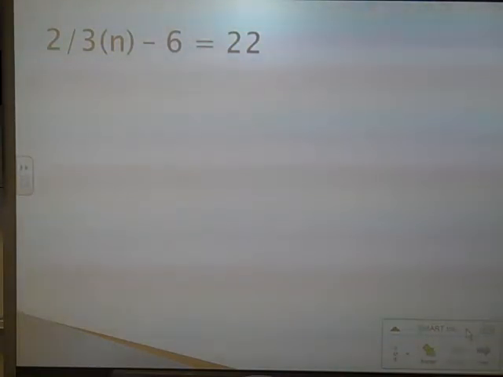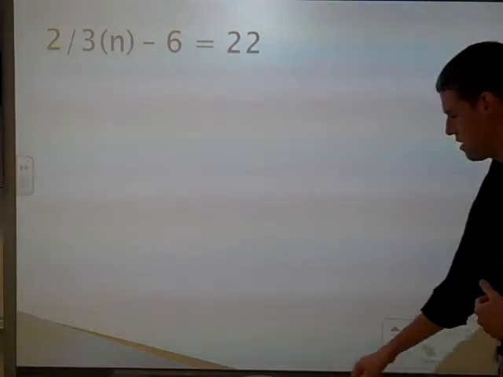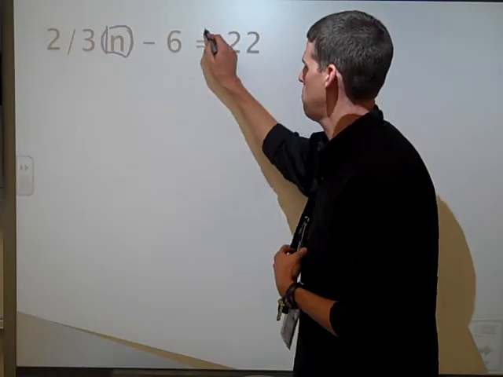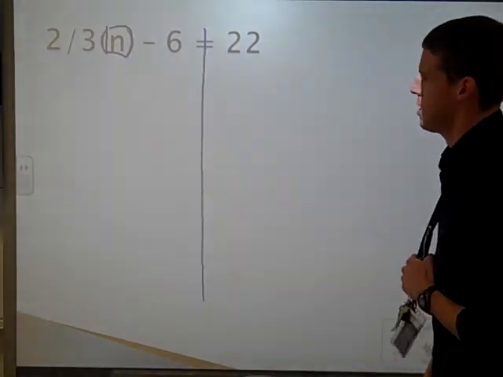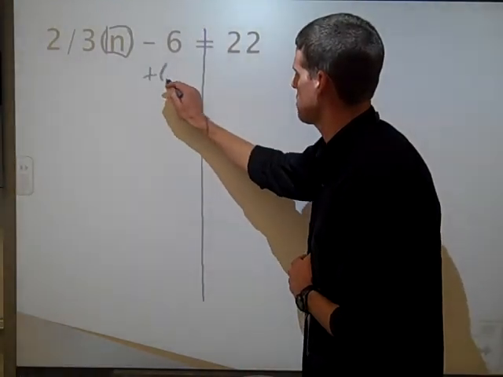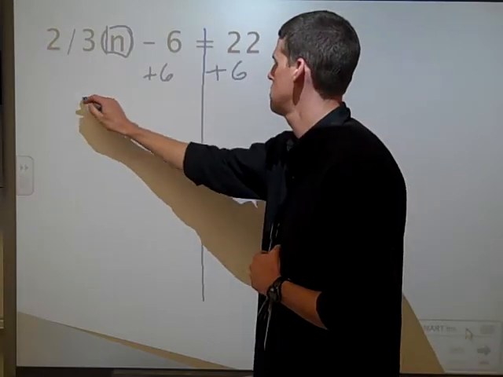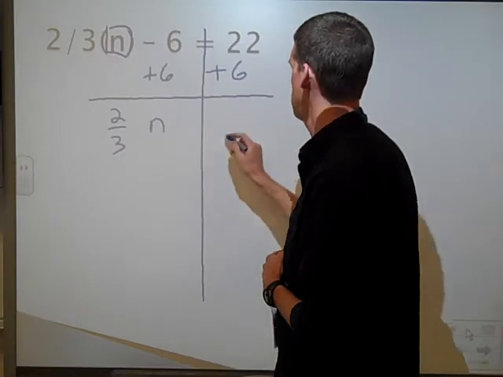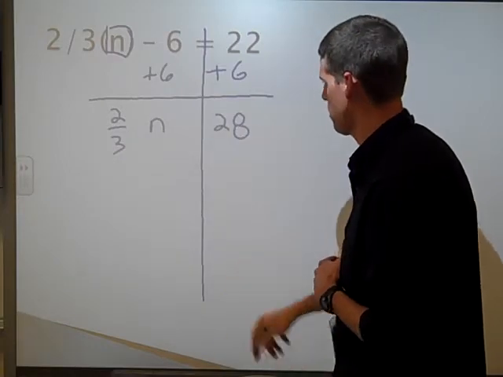So our first one is 2/3 times n minus 6 equals 22. The same rules do apply, so I'm going to box my variable, draw my line out, my equal sign. I do plus 6. So now I have 2/3 n, and it equals 28.